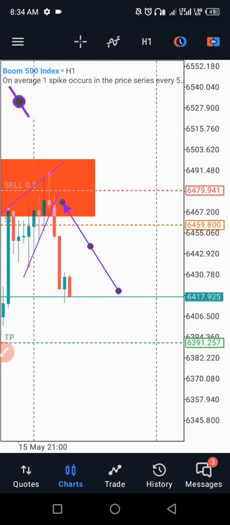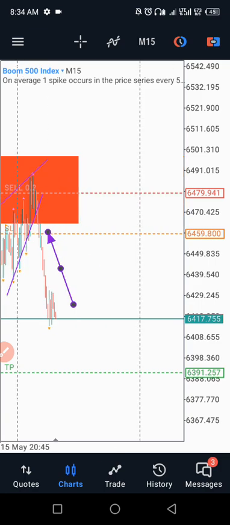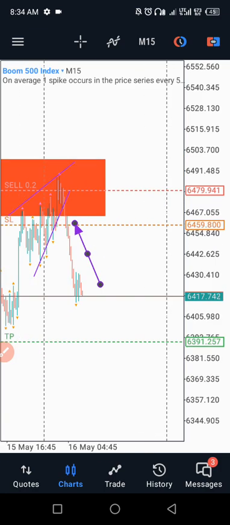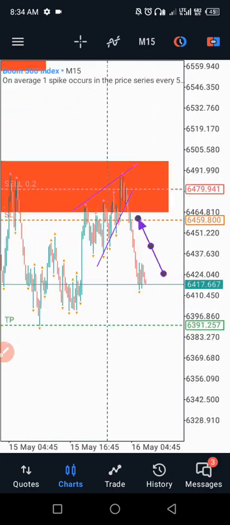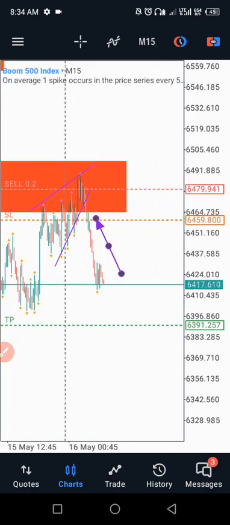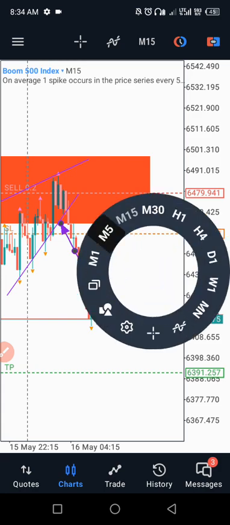So after noticing this, then we want to go to maybe the 15 minutes time frame. On the 15 minutes time frame we begin to see things better. After identifying it, we can begin to see things clearly here. So maybe things are not that clear, so let's just go to maybe the 5 minutes time frame.